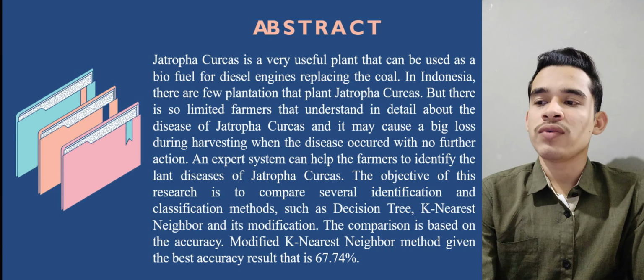The objective of this research is to compare several identification and classification methods, which are decision tree, K-Nearest Neighbor, and its modification. The comparison is based on the accuracy. The Modified K-Nearest Neighbor method gave the best accuracy result, that is 67.74%.